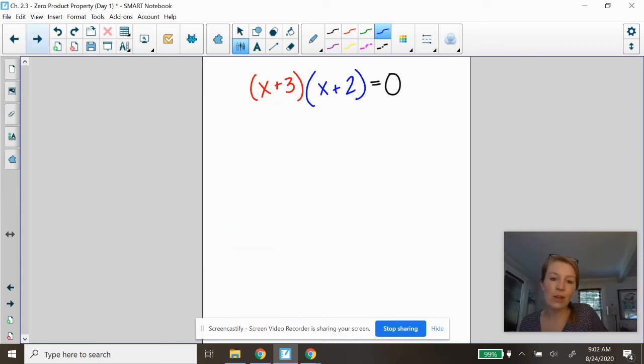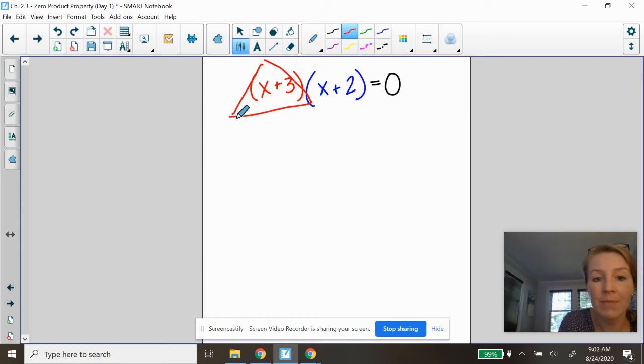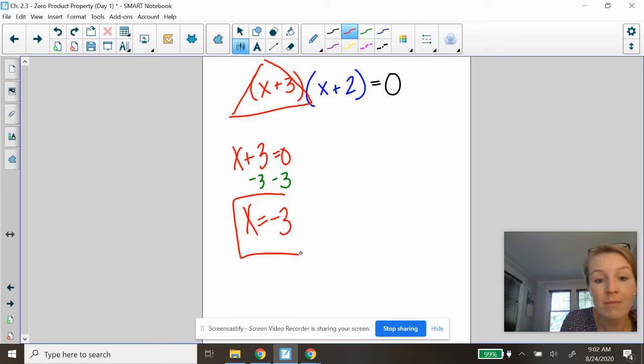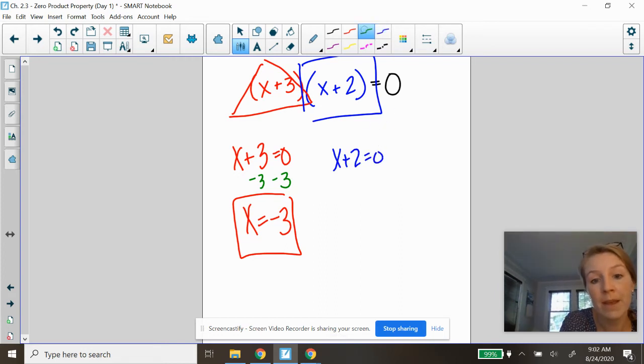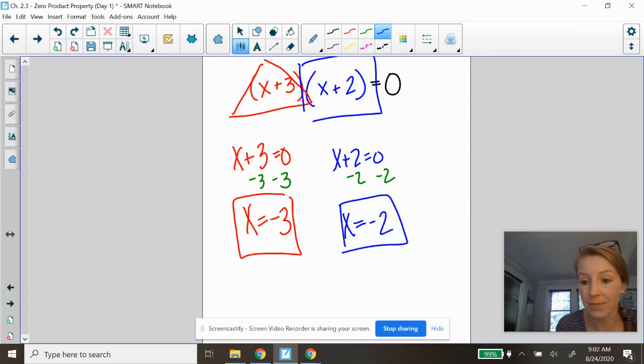Now we have two things that both have addition with them. Here's my red triangle. Excuse my triangle drawings. X plus 3 equals 0. So that means I subtract 3 from both sides. So x equals -3 is one of my solutions. And if I'm thinking about my blue box, x plus 2 could be 0. So I'm subtracting 2, which means x equals -2 is my other solution.